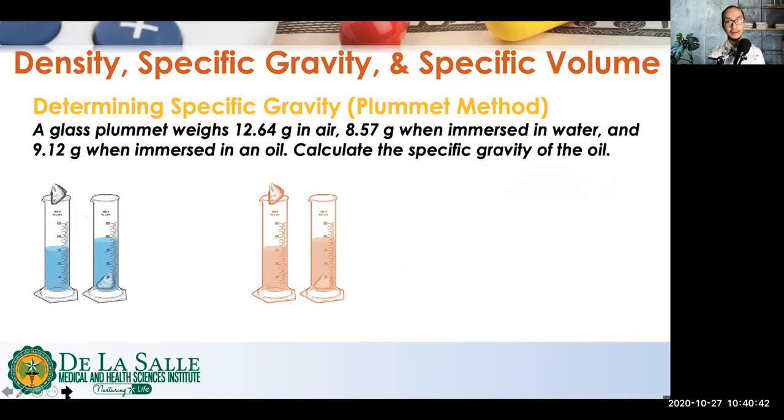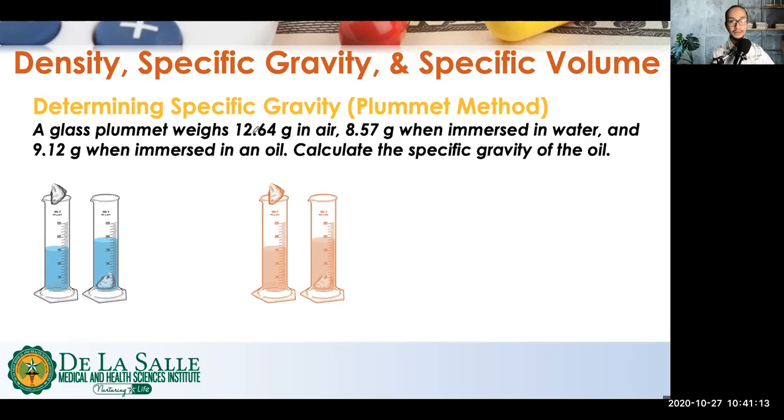Now, how do we apply the displacement method or Archimedes' principle in the determination of the specific gravity? It's easier to explain this by using a problem. So let's take this problem. For example, a glass plummet weighs 12.64 grams in air, 8.57 grams when immersed in water, and 9.12 grams when immersed in an oil. Calculate the specific gravity of the oil.